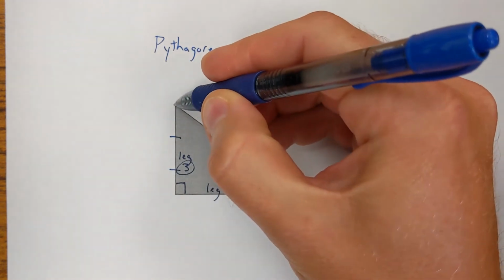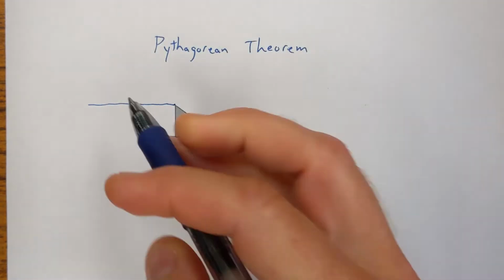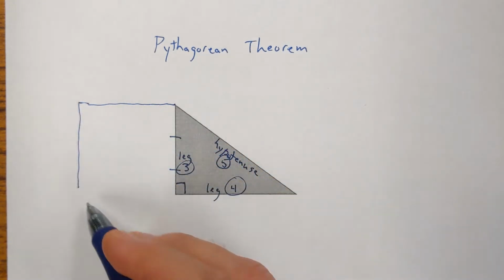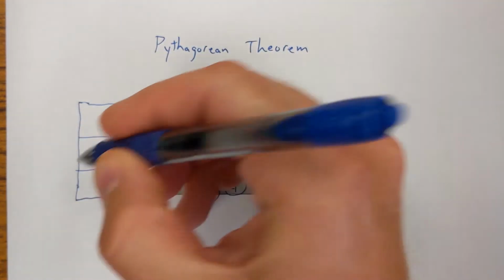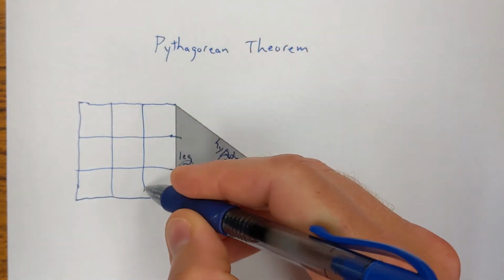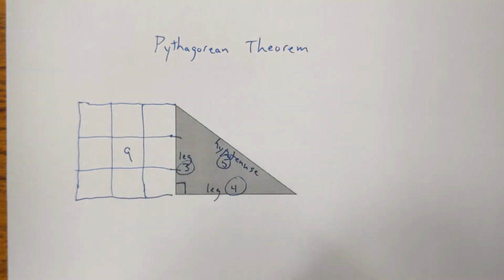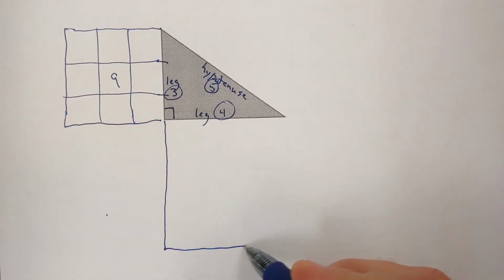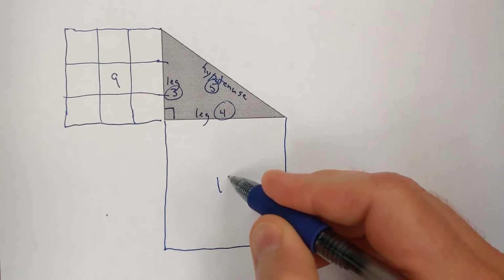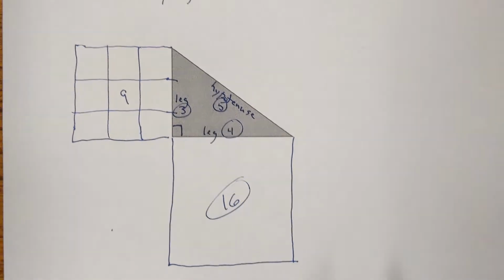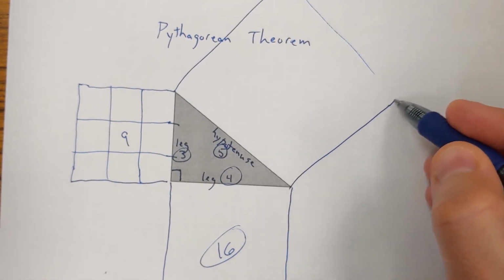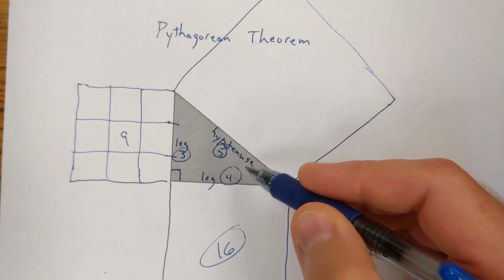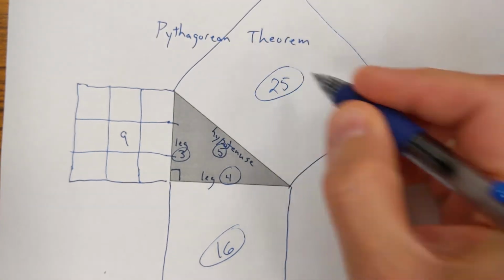Imagine you built a square out of the side of that leg. This isn't going to be a perfect drawing, but you'll get the idea. This square would be a 3 by 3 square, meaning it would have an area of 9. Likewise, if we were to make a square out of this leg, it would have a total area of 16. And if we were to make a square out of this hypotenuse, since this length is 5, this would be a 5 by 5 square. It would have an area of 25.